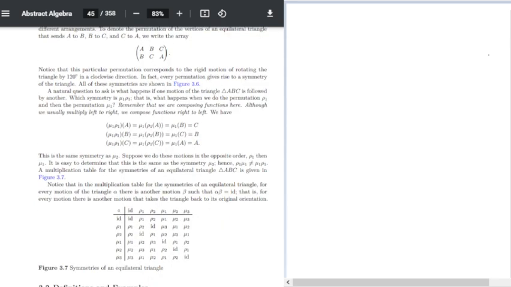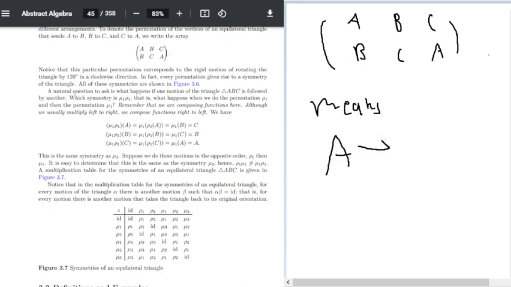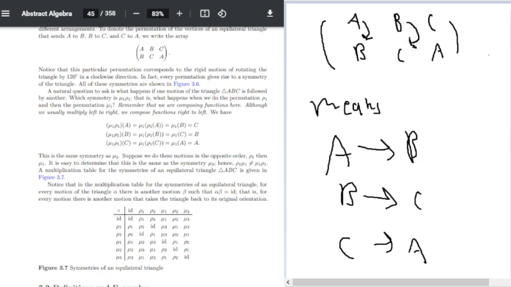Notice that this particular permutation, I'll write this down. A, B, C on top and B, C, A below, means A is sent to B, B is sent to C, C is sent to A. So we have a kind of implied thing right here with how we're supposed to read the notation.